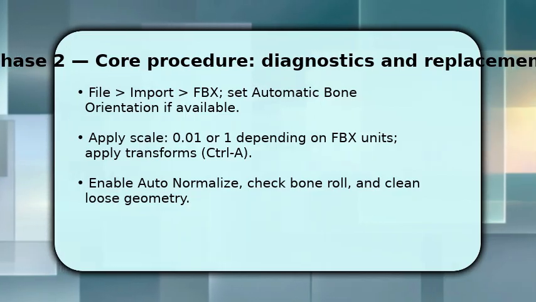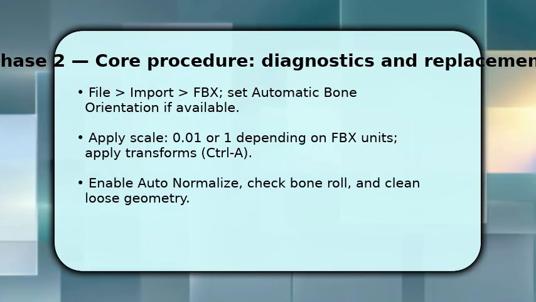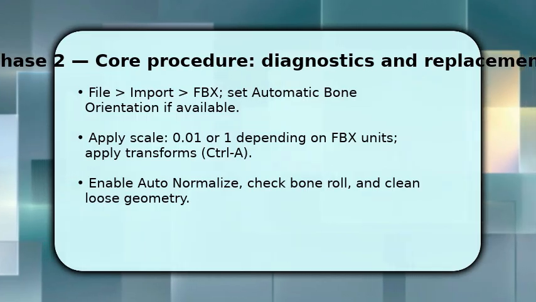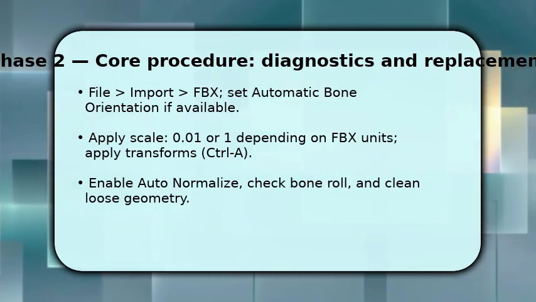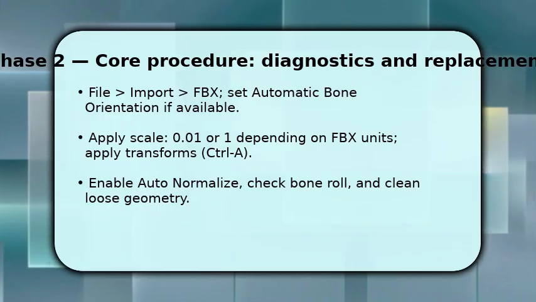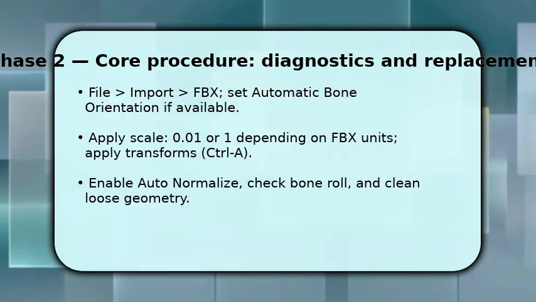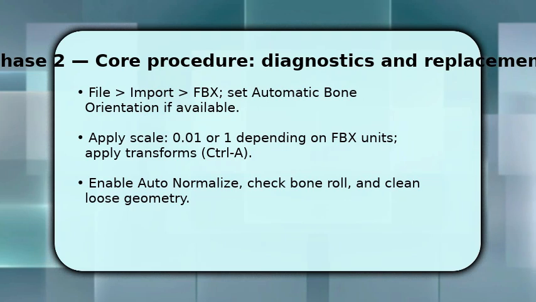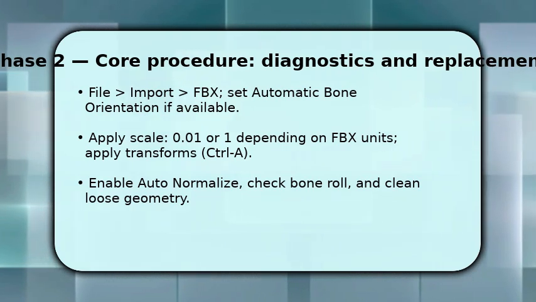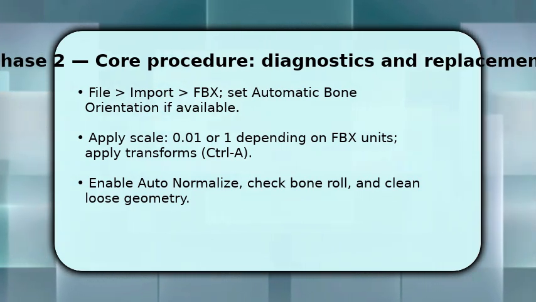Once scaled, enable Auto Normalize for weights and inspect bone roll in edit mode, because inconsistent roll breaks IK and animation curves. Clean up any loose geometry and remove doubled vertices. This makes weight transfer and retargeting predictable and stable during the next steps.